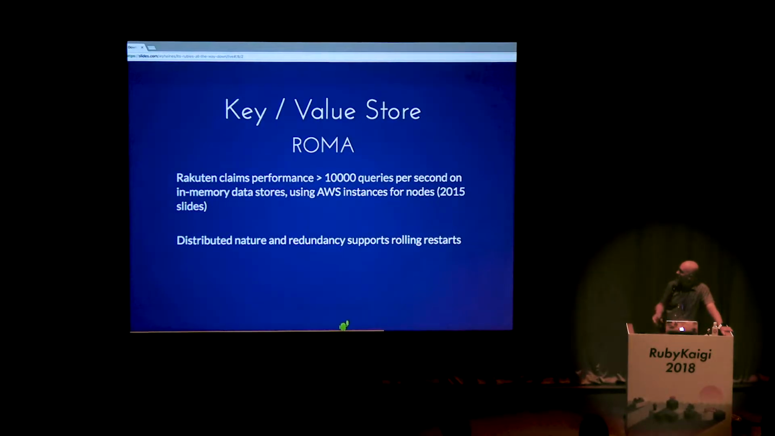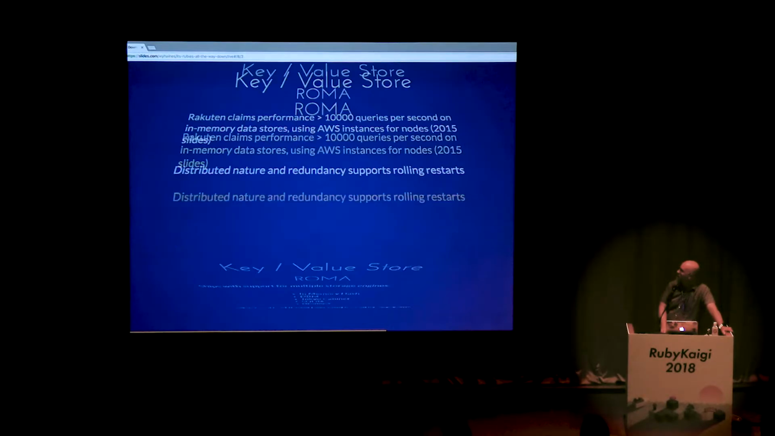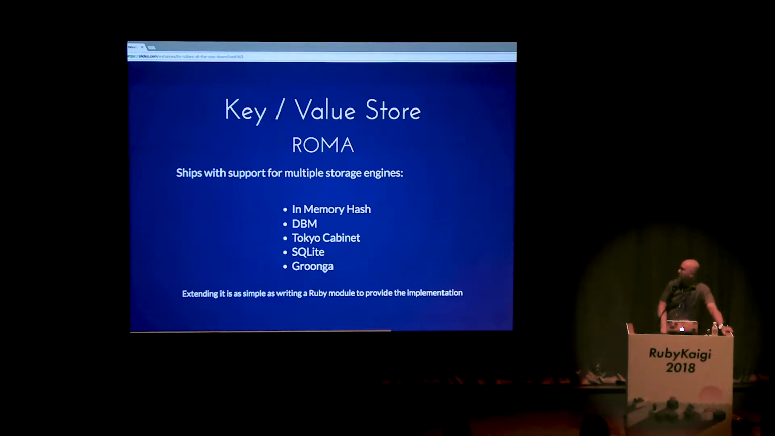Now, Rakuten claims a performance of greater than 10,000 queries per second when you're using in-memory data stores and AWS instances. And the slides that I pulled that off of were from 2015. So I think when you're running it on hardware that isn't absolute bare bones, bottom of the barrel hardware, and you're using in-memory stores, it's pretty performant. And it also has multiple backends, and it's pretty extensible.